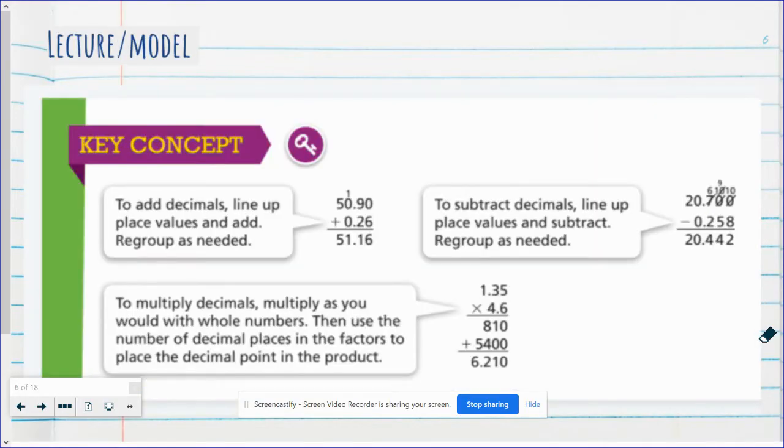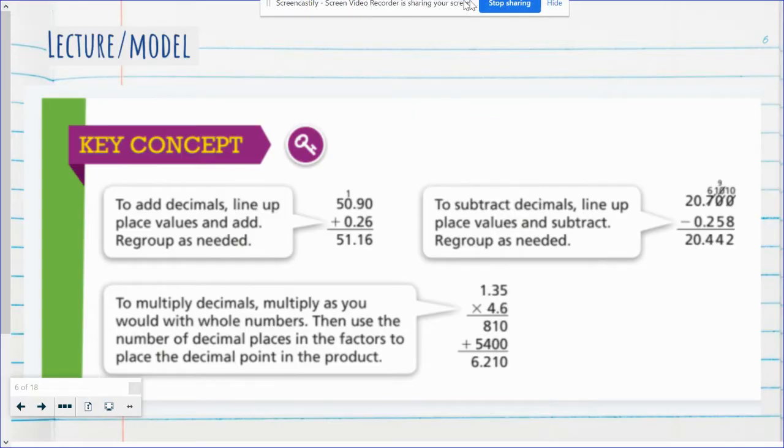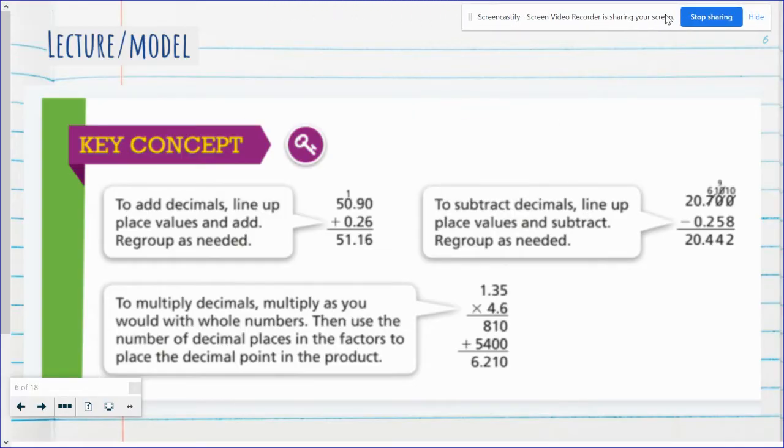All right, so our main concepts today are going to be working with decimals, and we're going to be adding, subtracting, and multiplying. We're first going to start with addition and subtraction, and I like to think about this as kind of like working with money, where we want to make sure that our dollars and our change all add up together. So as we can see here, we have $50.90 and 26 cents.